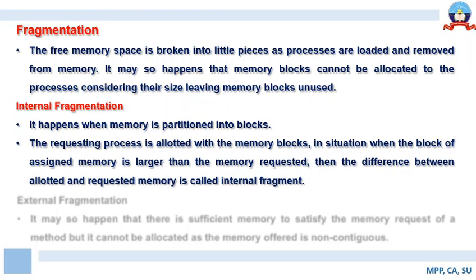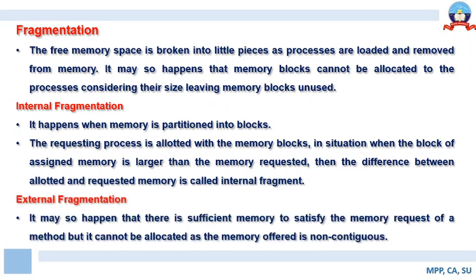Now likewise, let us try and understand external fragmentation. It may so happen that there is sufficient memory to satisfy the memory request of the process, but it cannot be allocated as the memory offered is not contiguous. So it may so happen that the overall size of the free memory may be capable of accommodating a requesting process, but since these free memory cells are non-contiguous in nature, we cannot allocate the memory to the requesting process. So this situation is referred to as external fragmentation.